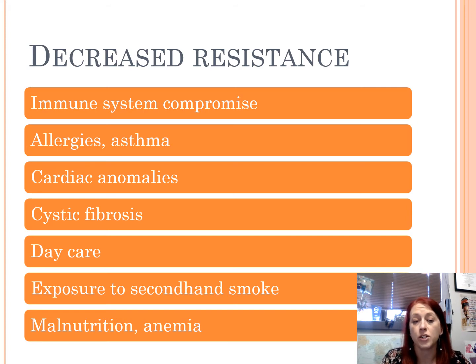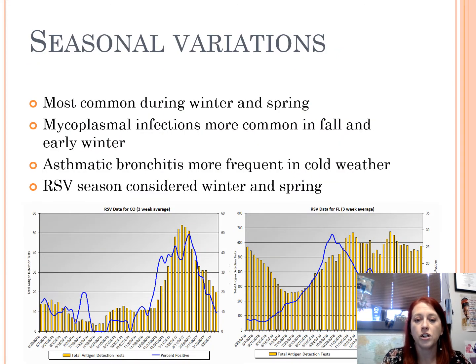And then risk factors with malnutrition and anemia. They're going to have problems with compensating if they have respiratory disorders, and with delivering oxygen to the tissues. Seasonal variations are also another big factor that play into what we see with respiratory diseases.